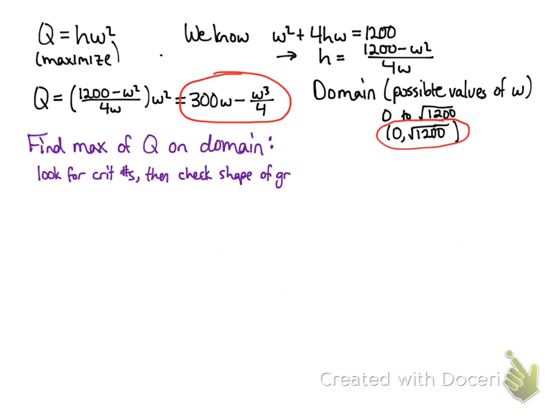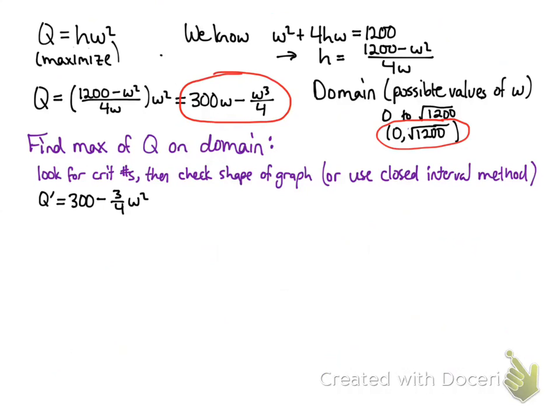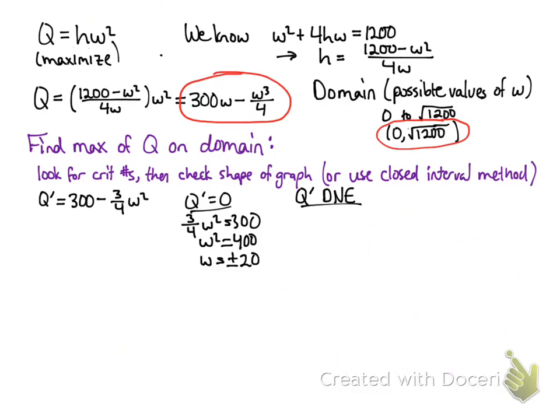Okay, how do we find maximums or minimums? We look for critical numbers. Then, if we had a closed interval, we could do the closed interval method, but we don't, so we're going to check the shape of our graph. Critical numbers mean find the derivative, and look for places where the derivative equals 0 or the derivative does not exist. If q prime equals 0, that means 300 minus 3/4 w squared equals 0. And you can solve that and get w equals plus or minus 20. But since I'm only working on the domain from 0 to the square root of 1200, w equals 20 is the only one of those in the domain.